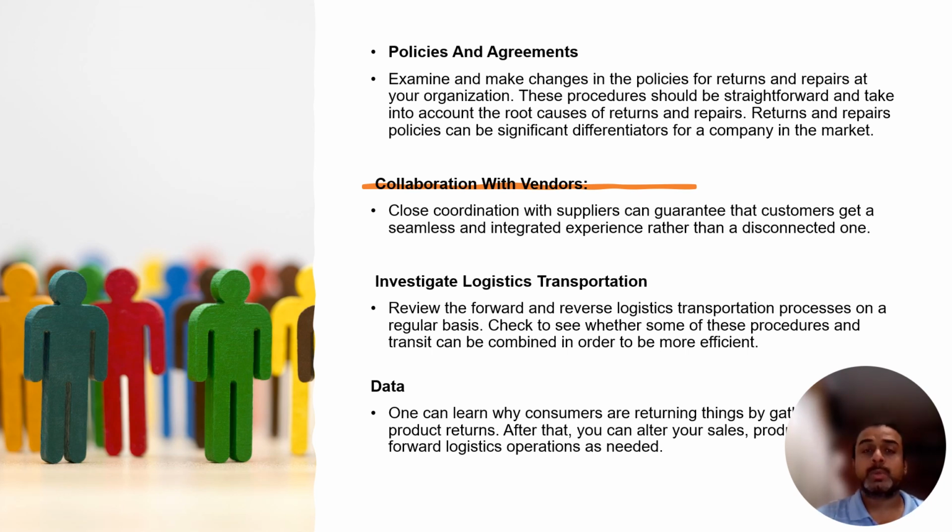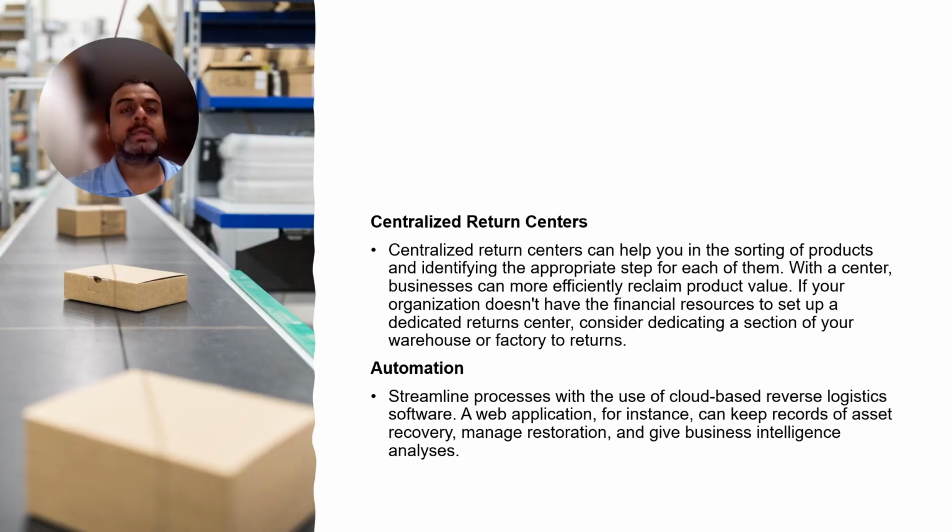Check to see whether some of these procedures and transit can be combined in order to be more efficient and cost effective, and how it can facilitate the customer in a cost effective manner as well. Data: one can learn why consumers are returning things by product return. After that, you can alter your sales. If you know the reason for returns, you can actually reduce the return rate of your product as well. Then come the centralized return centers and automation.